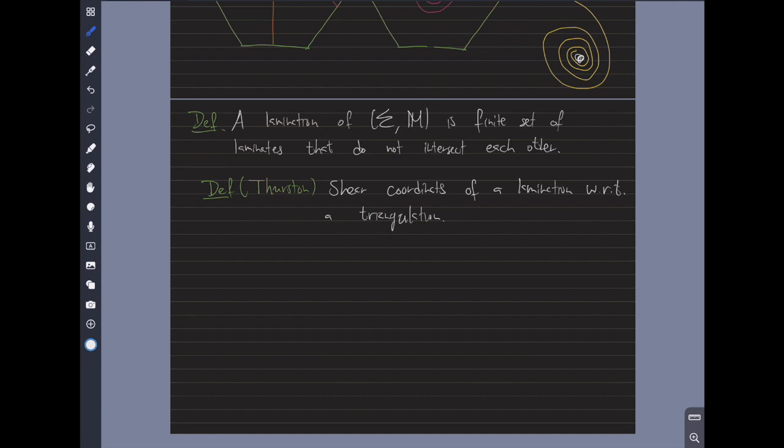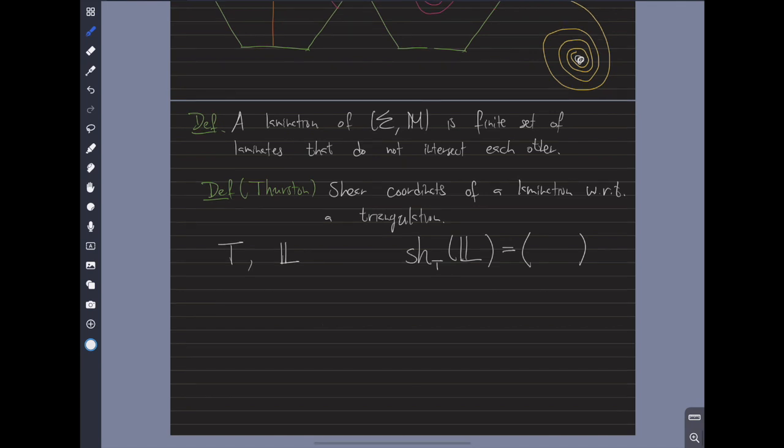So we have the triangulation T. We have a lamination L, let's say. And the vector of shear coordinates is T of L. This is a certain thing indexed by the arcs, which I'm still going to call I, in T. I just have to tell you for each I what the corresponding entry is. And for that I'm going to assume that T is nice, so that it's not a very degenerate triangulation.